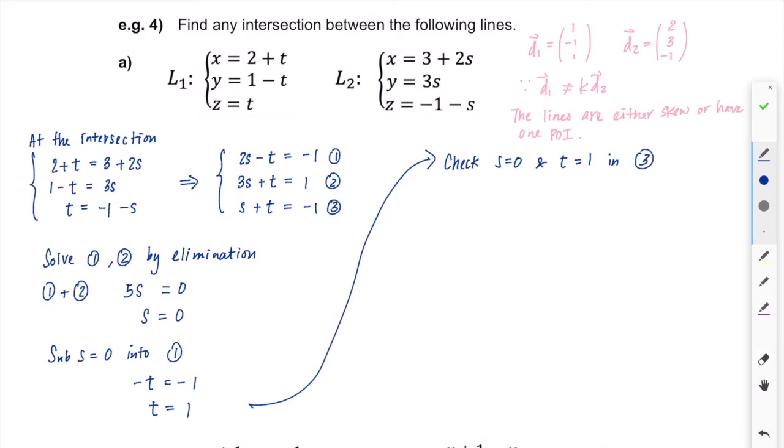Okay, so the left side is s plus t, 0 plus 1, which is 1. The right side is negative 1. So since left side does not equal right side in equation 3, we cannot say there is a point of intersection, right? Because it doesn't work. We have an inconsistent system. Therefore, L1 and L2 are skew lines. They do not intersect, okay?